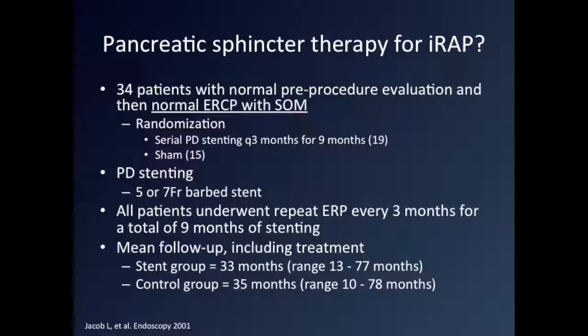So what about pancreatic sphincter therapy for iRAP? There's 2 randomized trials. This was the first. These are patients with actually normal sphincter manometry after having unexplained pancreatitis, who were randomized to serial pancreatic duct stenting every 3 months for 9 months, and a sham group. The PD stenting was 5 or 7 French barbed stents. Again, they underwent this basically quarterly for a total of 9 months.